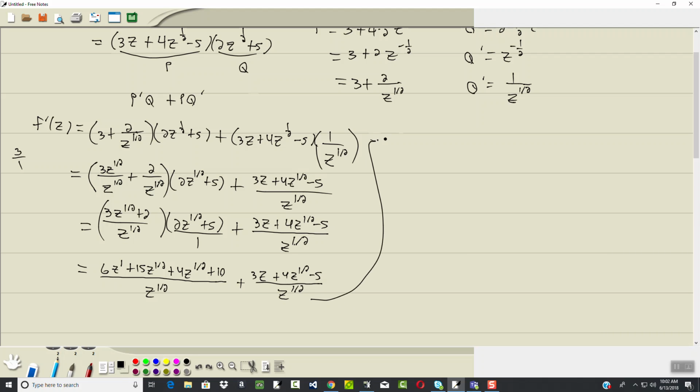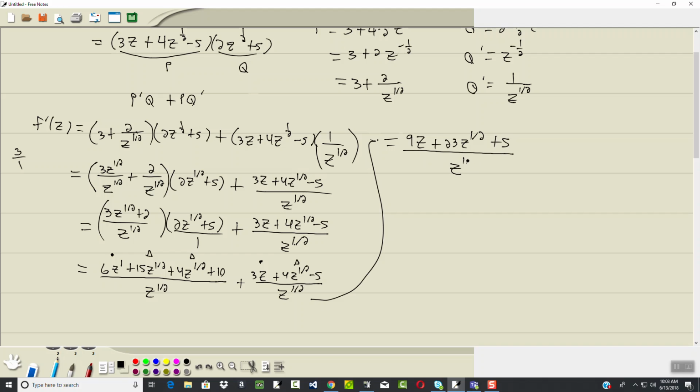Now they both have the same denominator now, so I'm going to add together the top parts. I got a 6z here and I got a 3z here. 6z plus 3z is 9z. I got a 1/2 power here, a 1/2 power here, and a 1/2 power here. 15 plus 4 is 19. Plus another 4 is 23. So we got 23z to the 1/2. Oops, why am I making that smaller? Let's try it again. 23z to the 1/2. And number wise, I got 10 minus 5, which is 5.